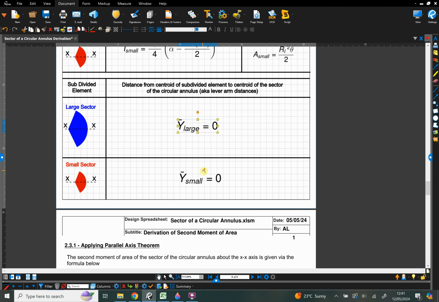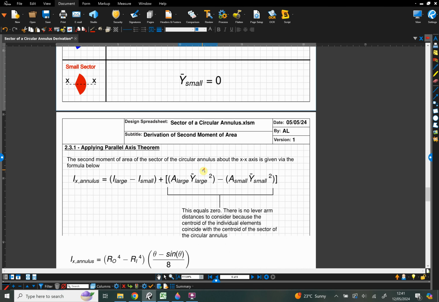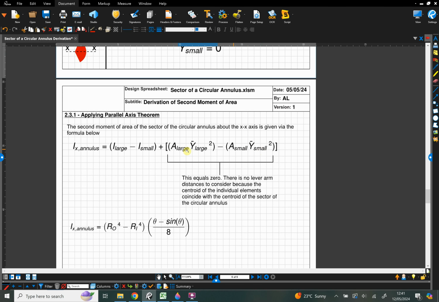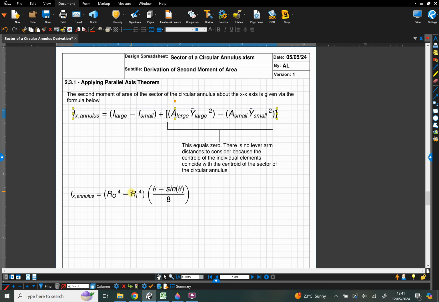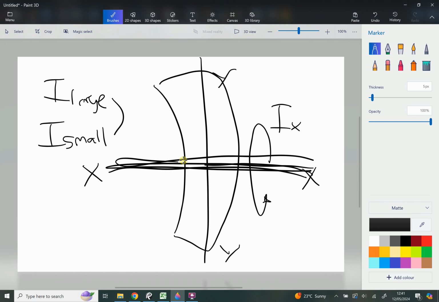As I said before, they are 0 because all of the centroids lie on the x-axis. And so when we do our parallel axis theorem at the bottom, these lever arm parts here all drop to 0 because the y large and the y small are both 0. So this all drops out, and all we have to do is this simple subtraction at the beginning, the I large minus the I small, which simplifies to this. I've substituted again and simplified the formula. So we now have the Ix and the Iy for this annular sector.